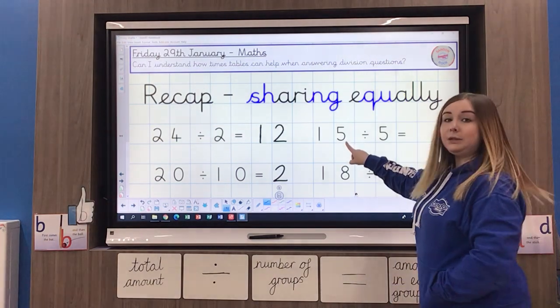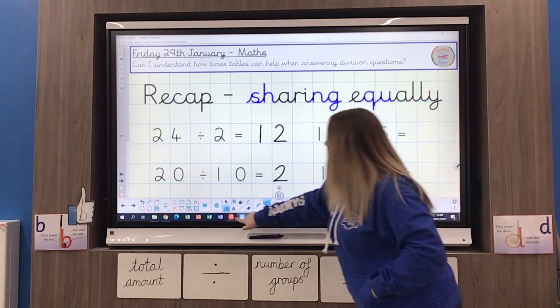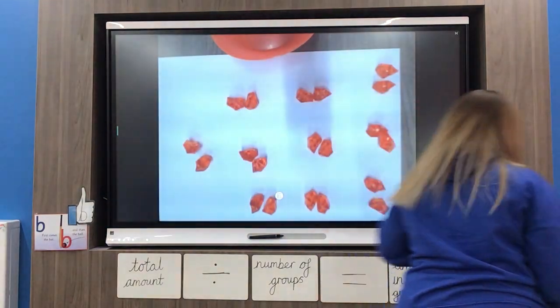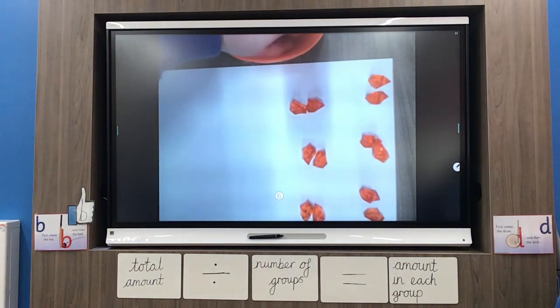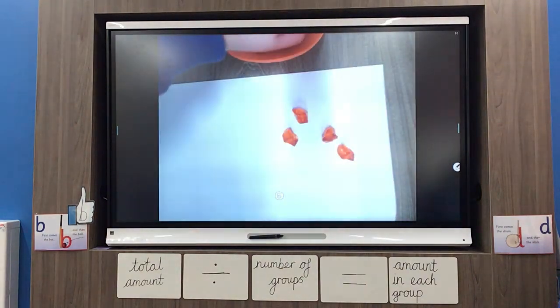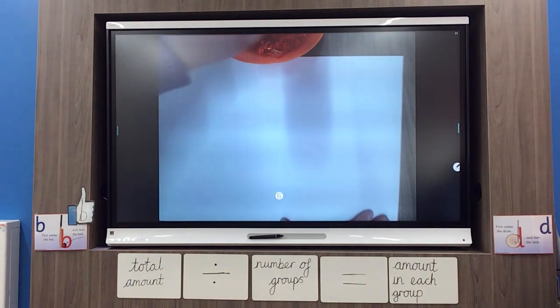Okay, moving on to this one then. So 15 divided by 5. Okay, so I've got 15. I'm going to share into 5 groups.